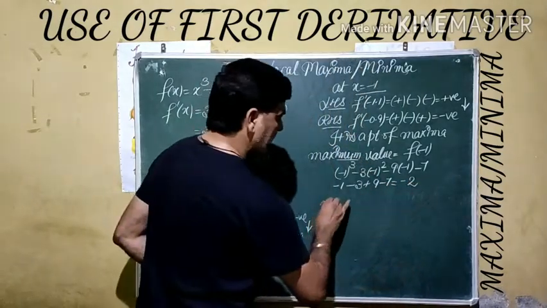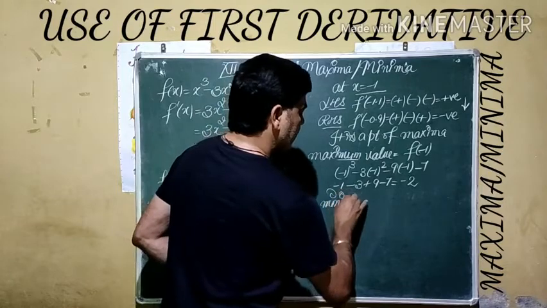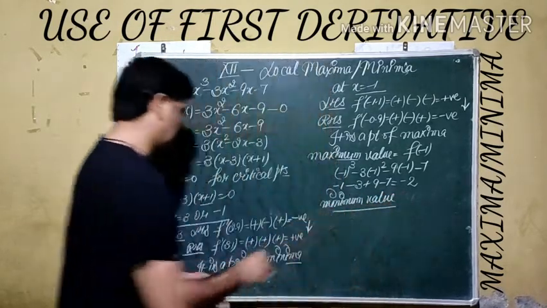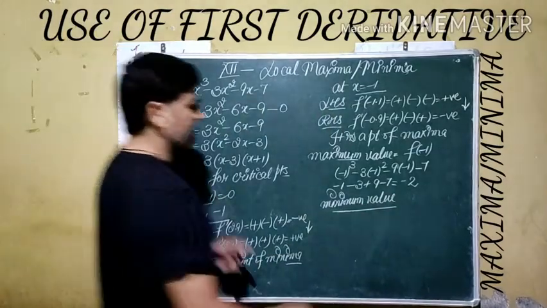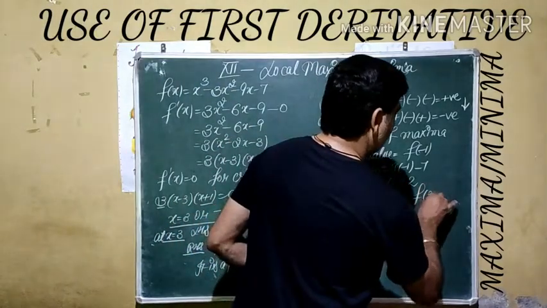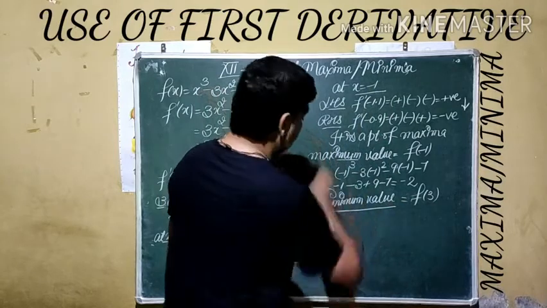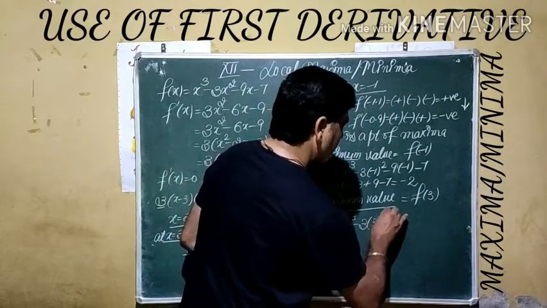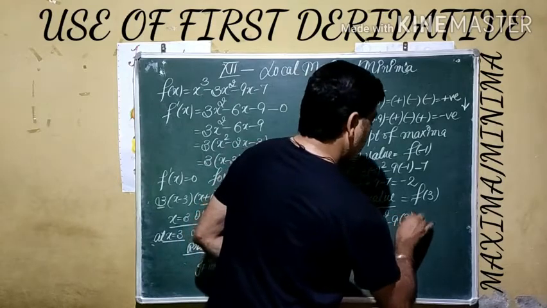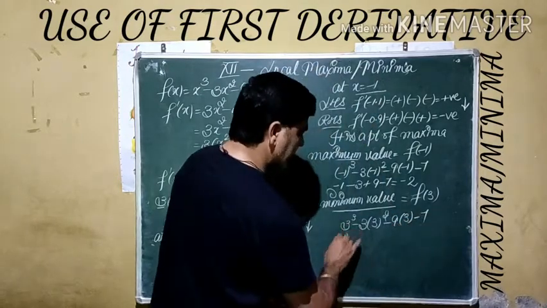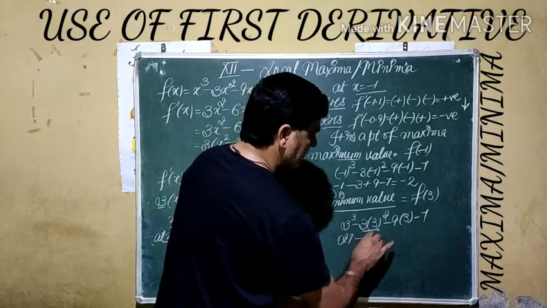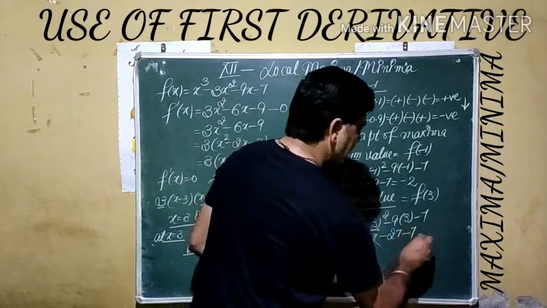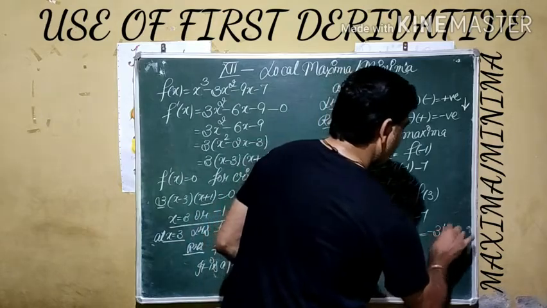And the minimum value, if we see here, minima is at point x is equal to 3. So we replace x by 3 in the given function. Cube of 3 minus 3 times square of 3 minus 9 times 3 minus 7. Cube of 3 is 27. If we simplify, this is also 27. Cancel out. Minus 27 minus 7. So the answer becomes minus 34.